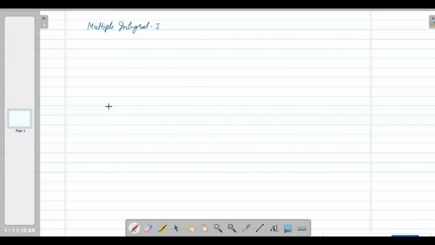So first we study double integration. We will first study the evaluation of double integral. Here, how to evaluate the double integral?